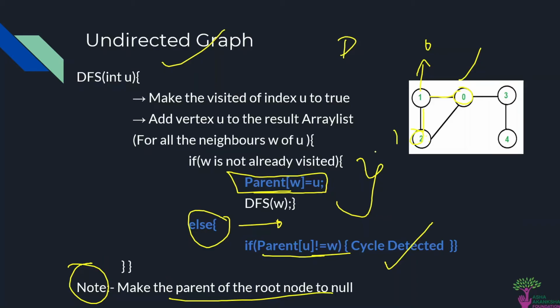So now DFS 2 will be called, and as 0 is the neighbor of 2, it will go in this for loop, and as it is a back edge, we have to see whether it detects the back edge or not. As 0 is already visited, it will go in this else case, and we have to check this if condition. The parent of 2 is 1 and the W here is 0, so this condition is true, hence a cycle will be detected. This is it for the undirected graph. So let's move on to the directed graph.